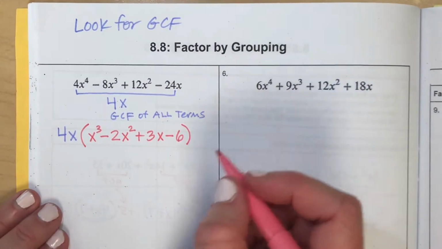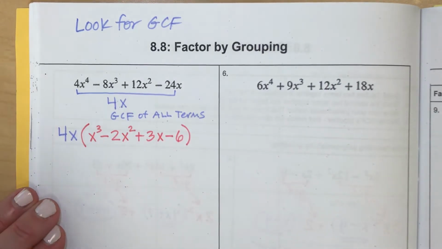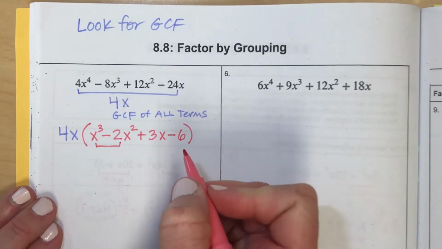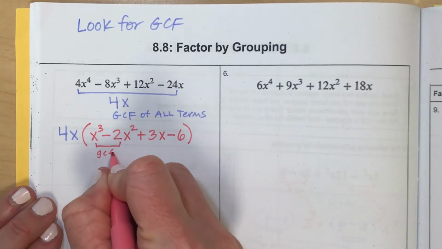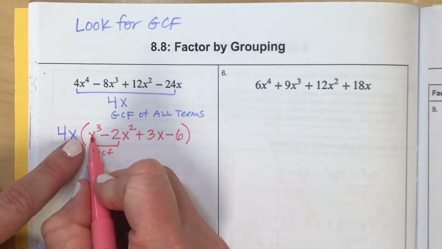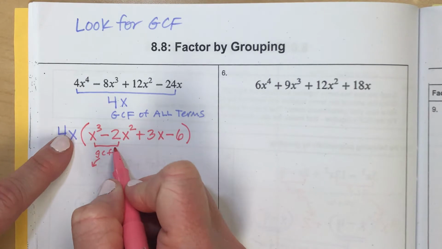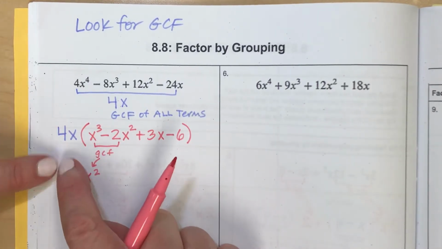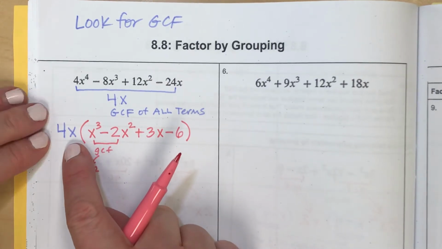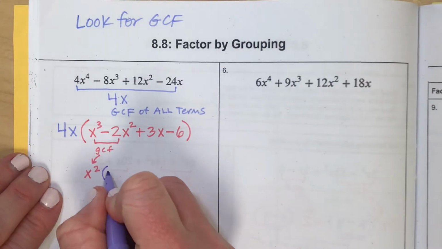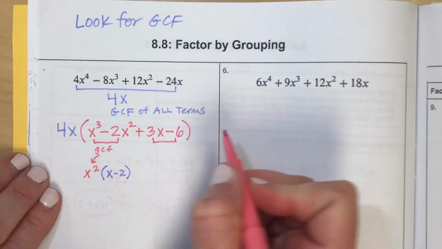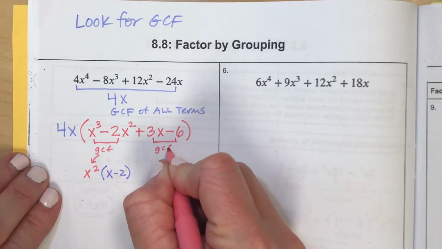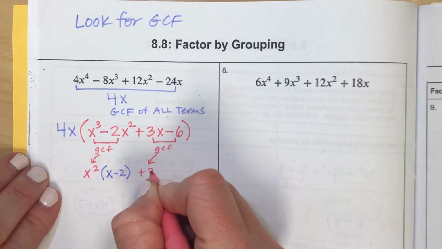Now what I want to do is find, like I did in the grouping beforehand, the GCF of these 2 terms. And so between x cubed and x squared, I'm going to take out an x squared. And so I'm going to leave the 4x outside for the front. I'm just going to kind of ignore that for just a minute. And so if I take an x squared out of these 2 terms, I'm left with an x and a minus 2. And then between my 3x and my 6, a GCF here would be the number 3.